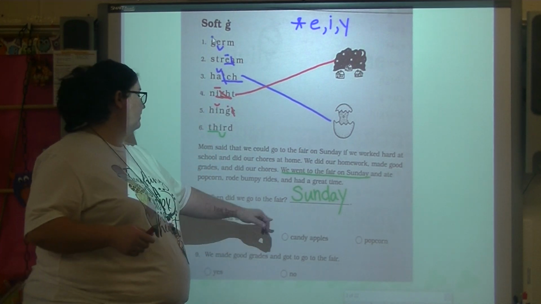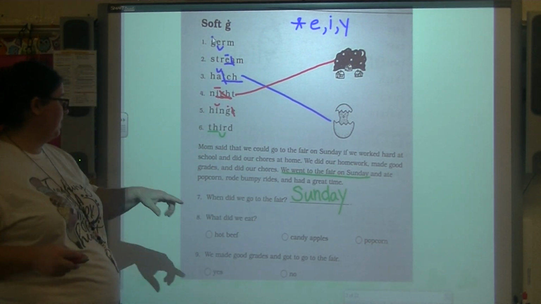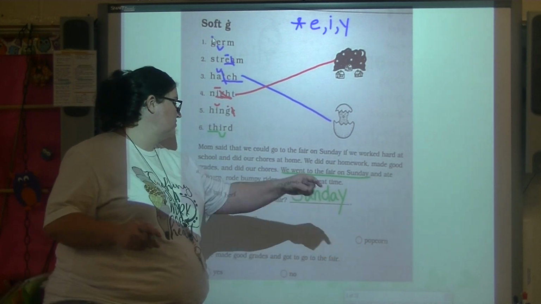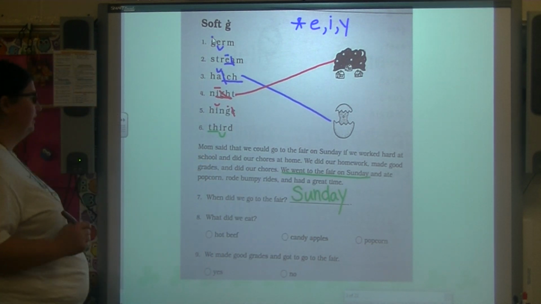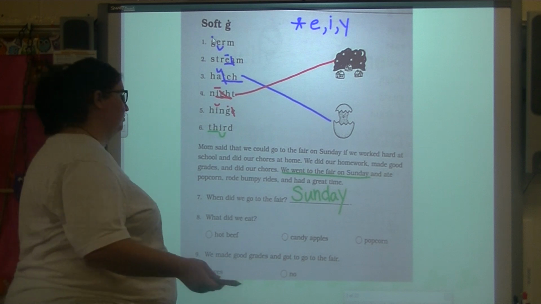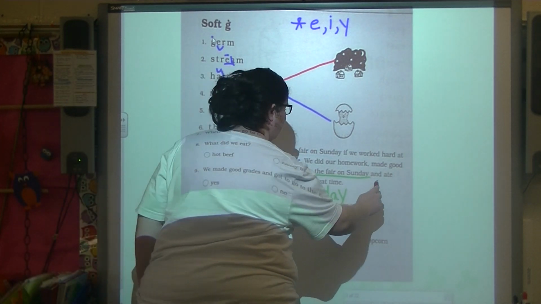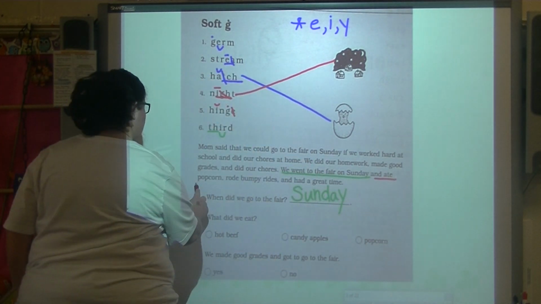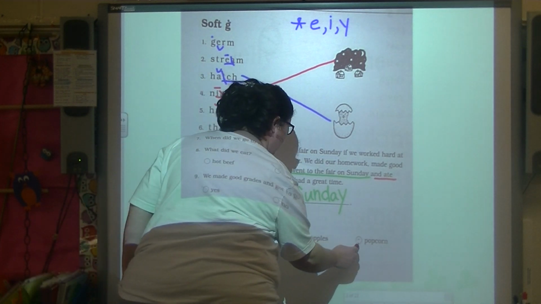Next one, what did we eat? Hot beef, candy apples, or popcorn? All right, underline what it says they ate. We went to the fair on Sunday, ate popcorn.